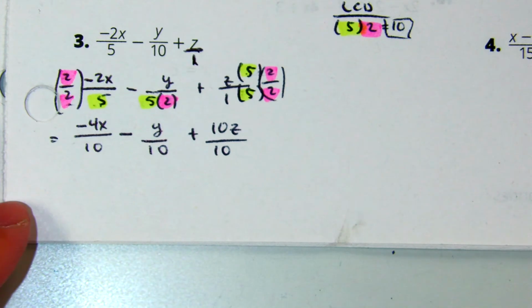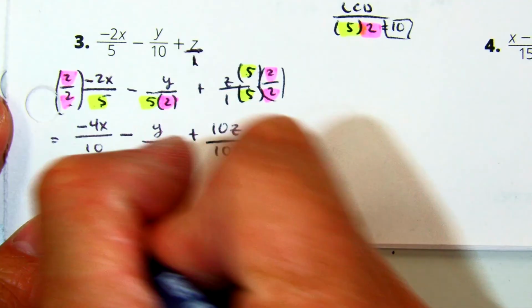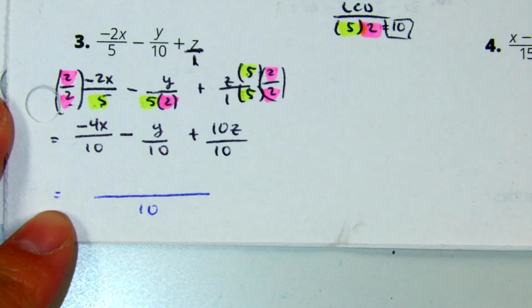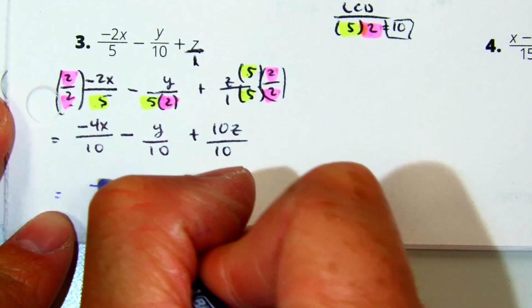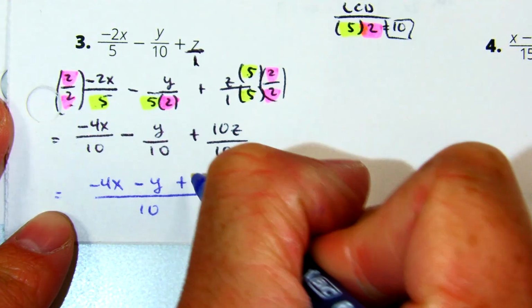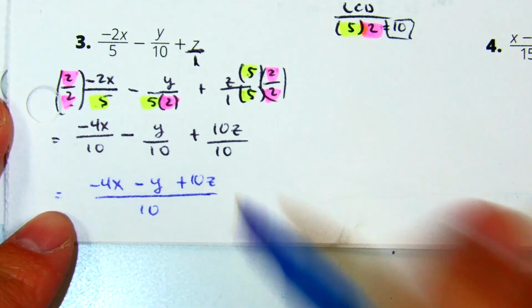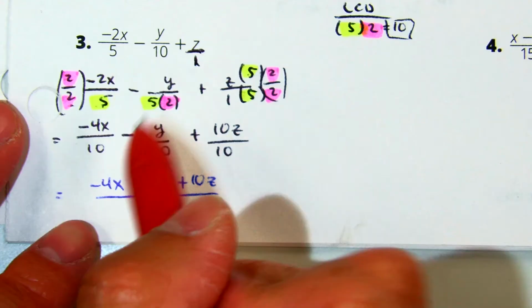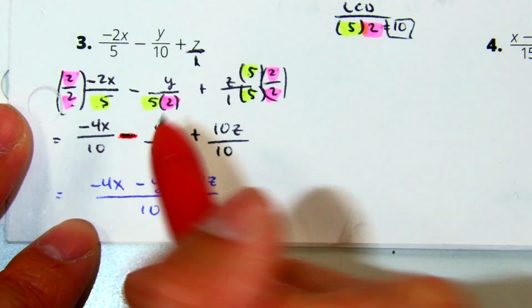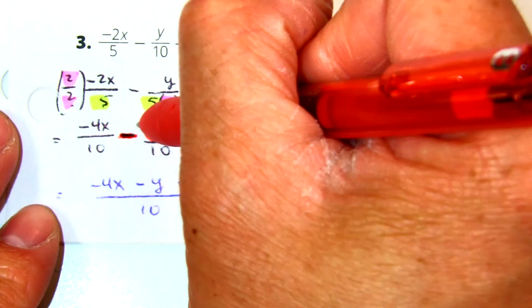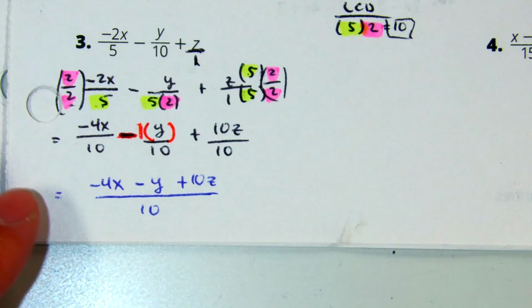Now, when you have a common denominator, they're all over 10. So I have negative 4x minus y plus 10z. Now, this is an easier problem, and I want to point out the subtraction sign. If you have a subtraction sign, you'll eventually have to distribute this negative 1 to each of the terms.